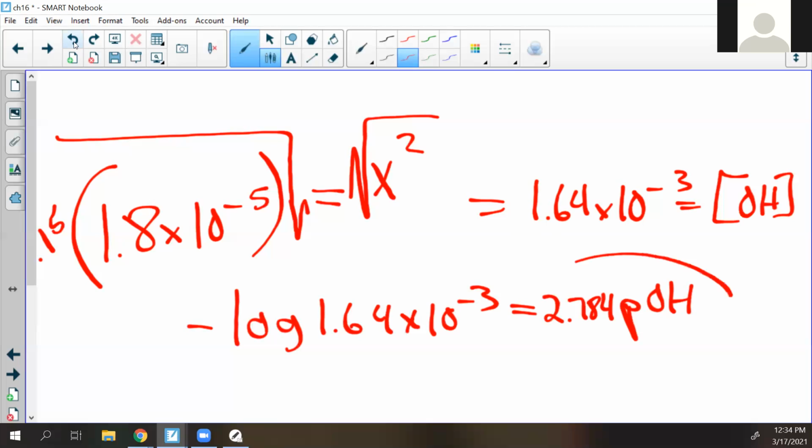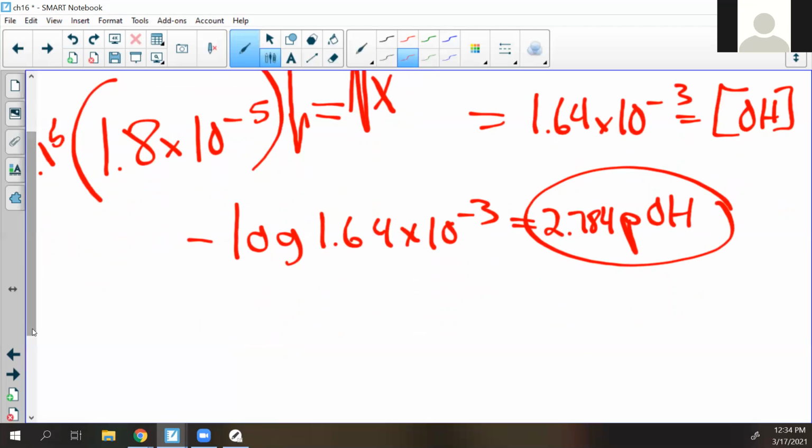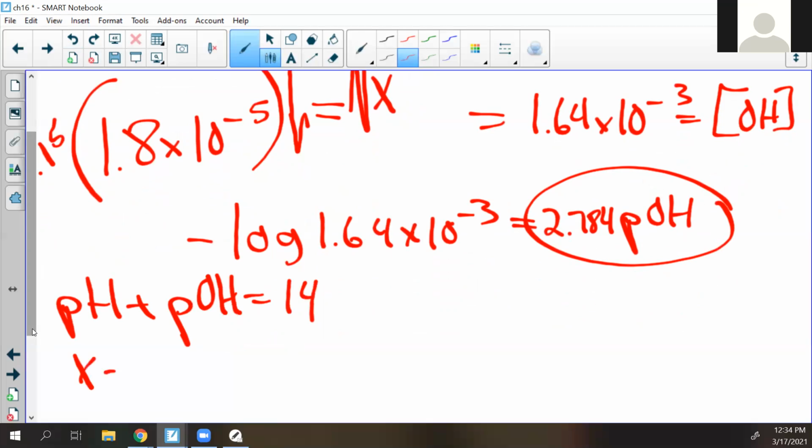2.784. That's a good sign. That's the pOH. But I want it to be basic. So a small pOH means we're going to have a high pH. I learned yesterday that pH plus pOH equals 14. So x plus 2.784 equals 14. So we end up with 11 point.